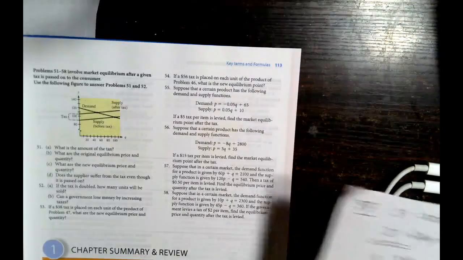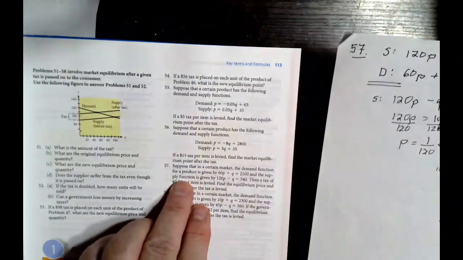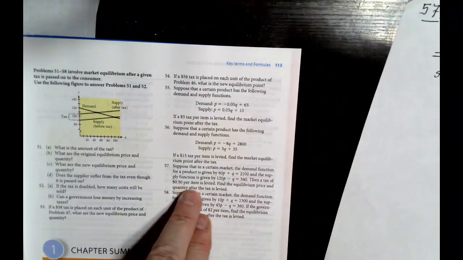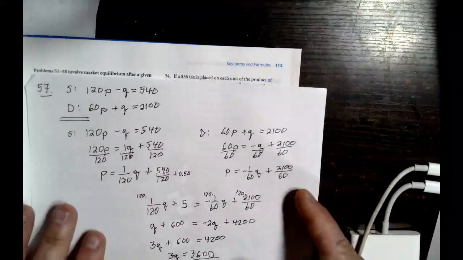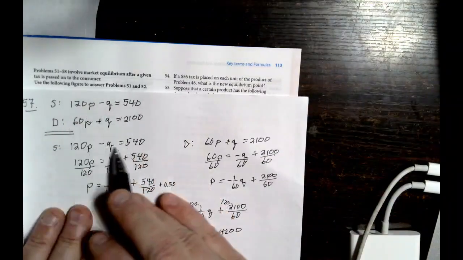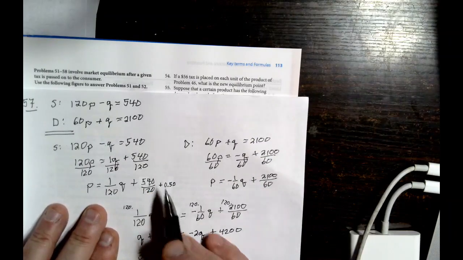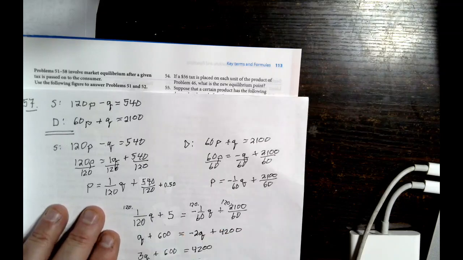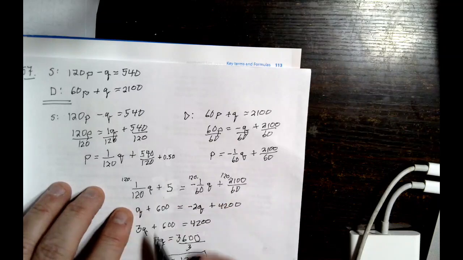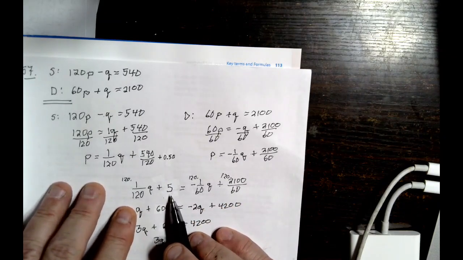And there you go. And then 57 says, suppose a certain market has a demand of this and a supply of that, then the tax of 50 cents is levied, find the market equilibrium price. Alright, so with each one, you want to solve each one for P. So for supply, I solved it for P first. For demand, I solved it for P first. Notice I tack on the 50 cents here. Okay, so 540 over 120 plus 0.50 ends up actually adding up to 5, believe it or not.